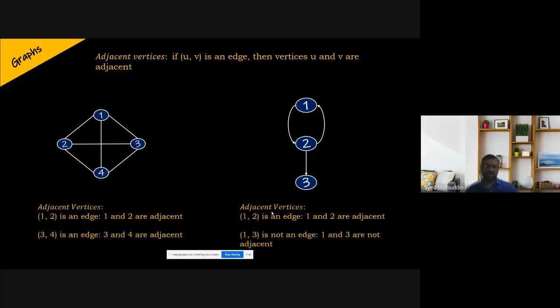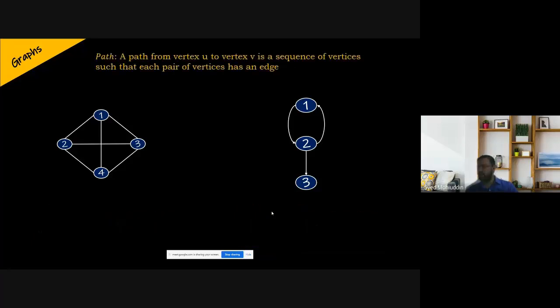Then there is another definition known as path. Path is nothing but, from vertex u to vertex v, a sequence of vertices such that there is an edge between each pair. So for example, if you consider this graph on the left side, from vertex 1 to vertex 2, there is an edge. From vertex 2 to vertex 4, there is an edge. From vertex 4 to vertex 3, there is an edge. So there is a path 1 to 2, 2 to 4, 4 to 3.